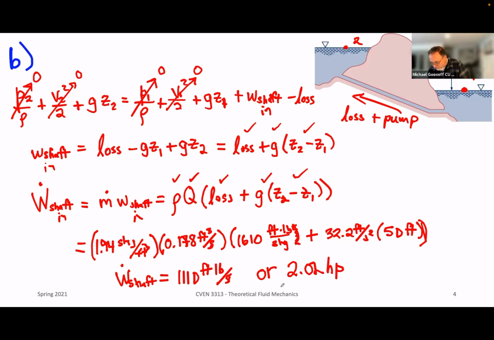So not a terrible lot of power to basically overcome that loss and get the water back up 50 feet of elevation from the lower reservoir to the upper reservoir. I guess I'm trying to be careful not to use the numbers because we switched them, the 1 and 2, based on the direction of flow in that case. Okay. Any questions on that?